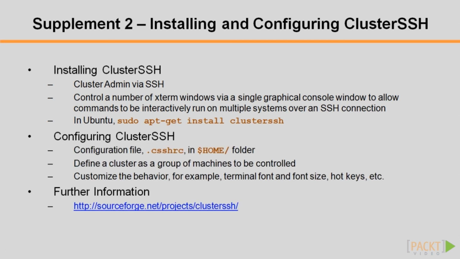Cluster SSH has both global and user-specific configuration files, and the latter is a more common choice. The user-specific configuration file is stored in the user home directory with the name .csshrc. It can be used to define a cluster as a group of machines to be controlled and customize the behavior of Cluster SSH, for example the terminal font, font size, hotkeys, etc. Now I'll demonstrate how to configure it.